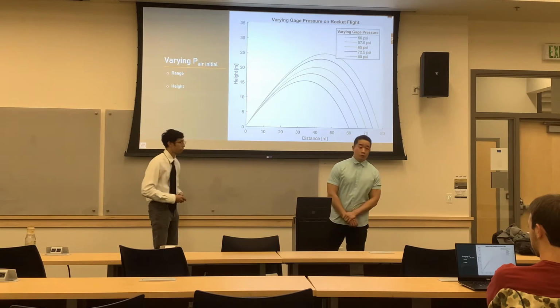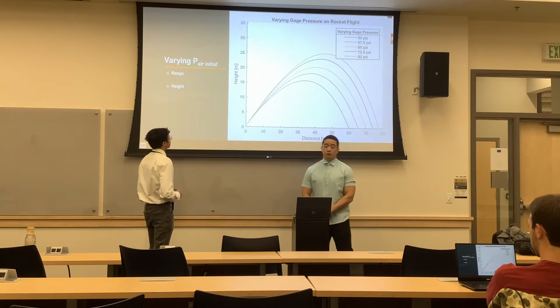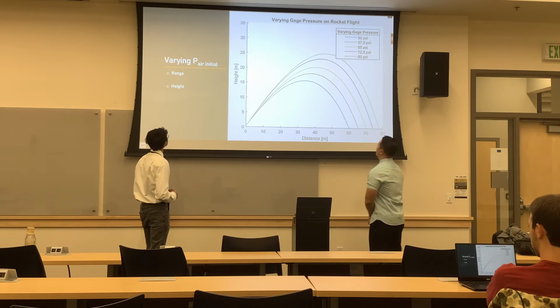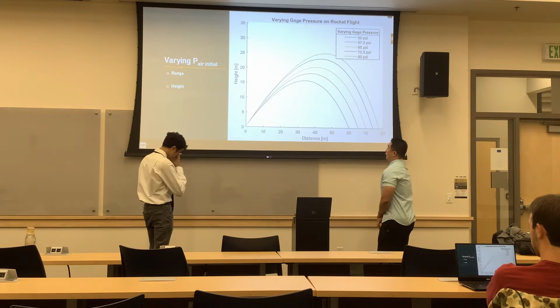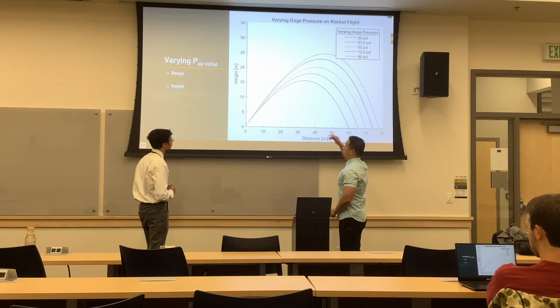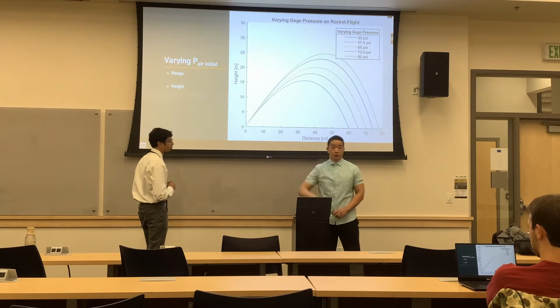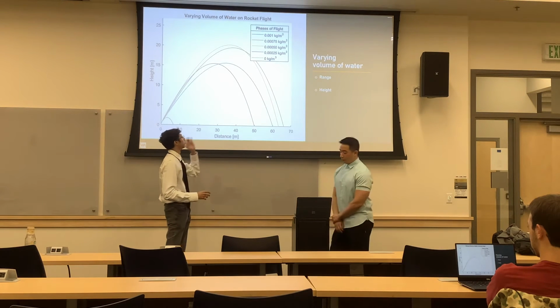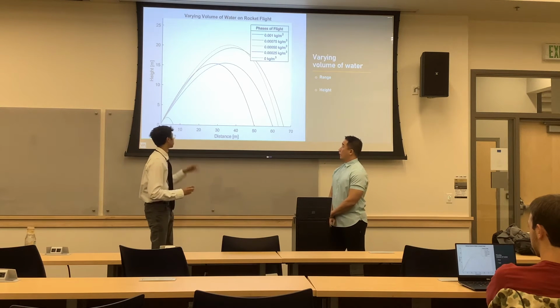This is when we vary our parameters. This is a trajectory result. So as you can see, if we increase the pressure of the air, then we will have a much further and higher trajectory. And when we have a lower pressure of air, then we'll have a much lower and shorter trajectory. Yep, and so when we vary the volume of the water, we're going to see one weird result here.